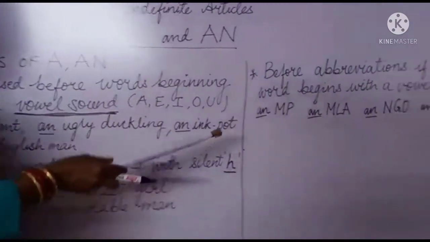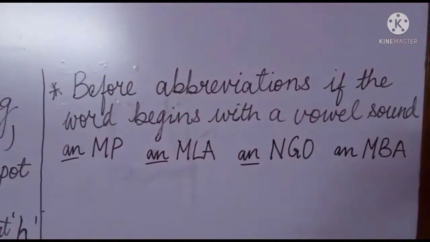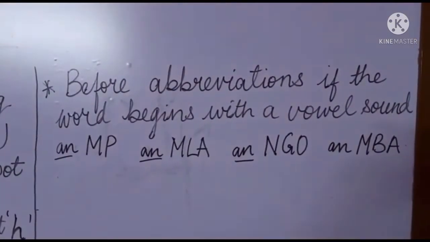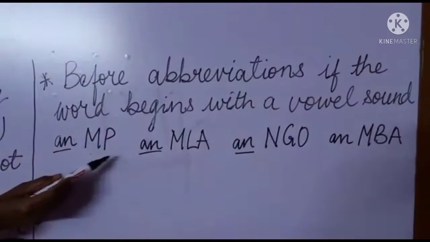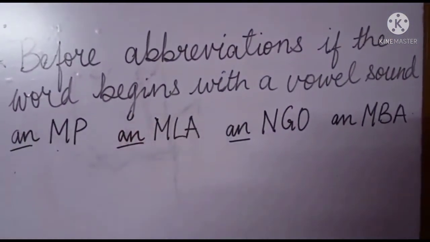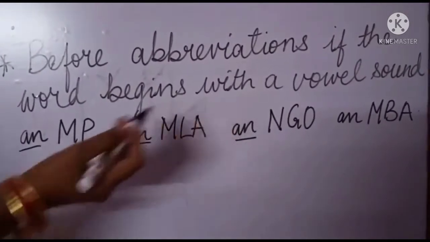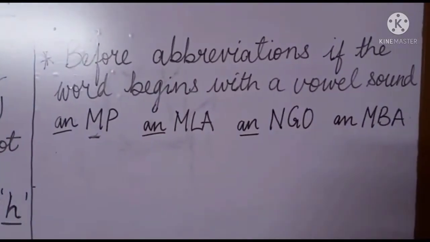Now let's check the third use of "an." We use "an" before abbreviations beginning with a vowel sound. Examples: an MP, an MLA, an NGO, an MBA. So here you might say, ma'am, these are all consonants, no? Why are you saying to use "an"?